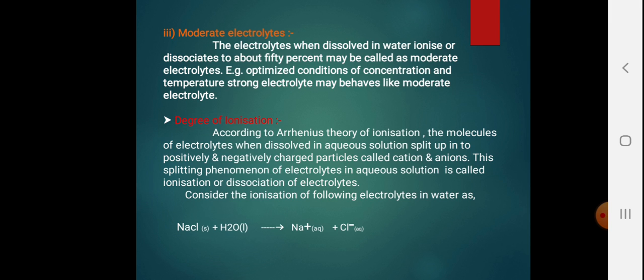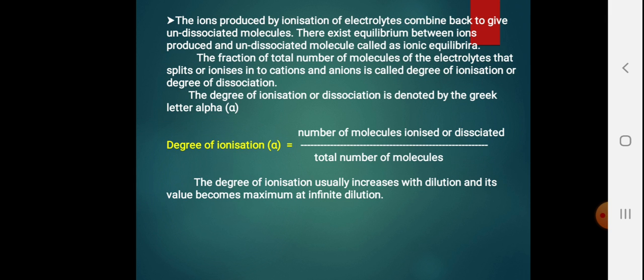These ions produced by ionization of electrolytes combine back to give undissociated molecules. There exists an equilibrium between the ions produced and the undissociated molecules, called ionic equilibria. The fraction of the total number of molecules of the electrolyte that split or ionize into cations and anions is called the degree of ionization or degree of dissociation. The degree of ionization or dissociation is denoted by the Greek letter alpha.